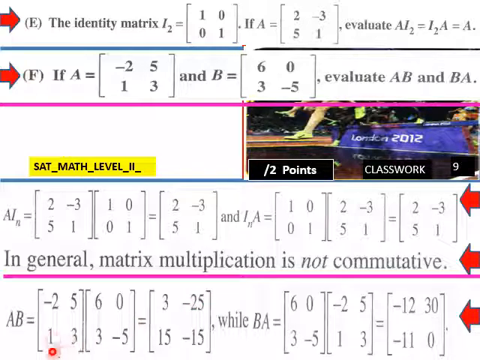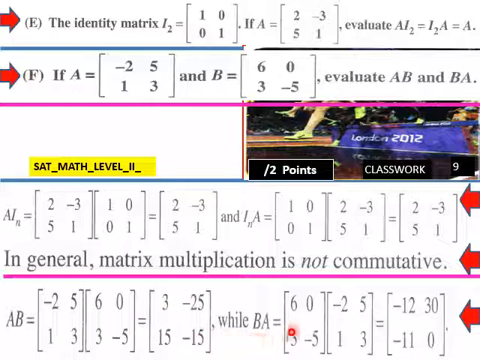That goes there. And then 1 times 6 is 6, and then 3 times 3 is 9. That'll give us 15. And then 1 times 0 is 0. 3 times -5 is -15. So AB gives us this here.